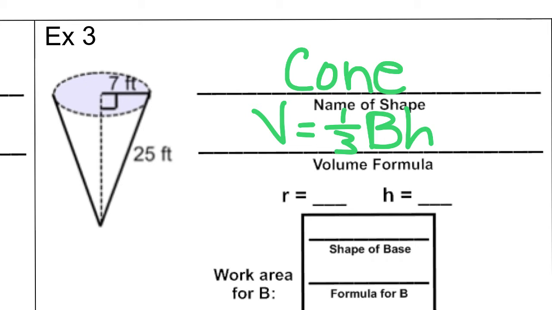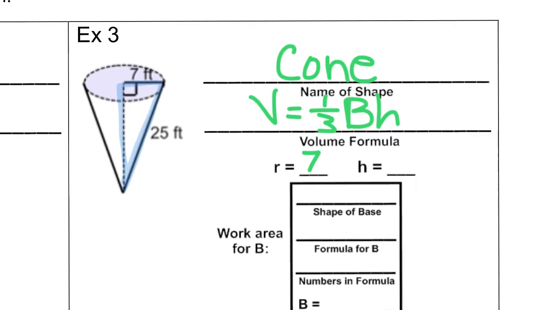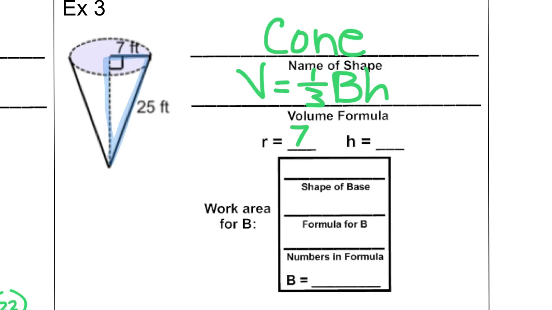Now the radius is given this time. It is 7. However, this is a slanted line. Since it's a slanted line and not perpendicular, it cannot be the height. But I want you to notice something here. We can find out the height. Do you recognize that as a triangle? So that is a triangle.